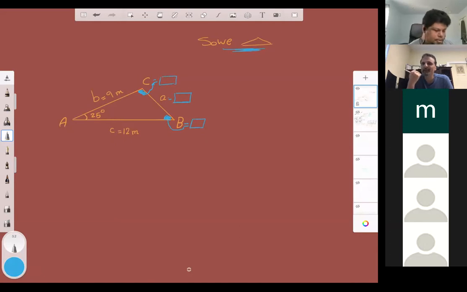Can we use Pythagorean theorem to solve for A? No, we cannot. Very good. You cannot use Pythagorean because this is not 90 degrees, and you cannot assume C is 90. You use Pythagorean theorem if you see a right triangle like this.